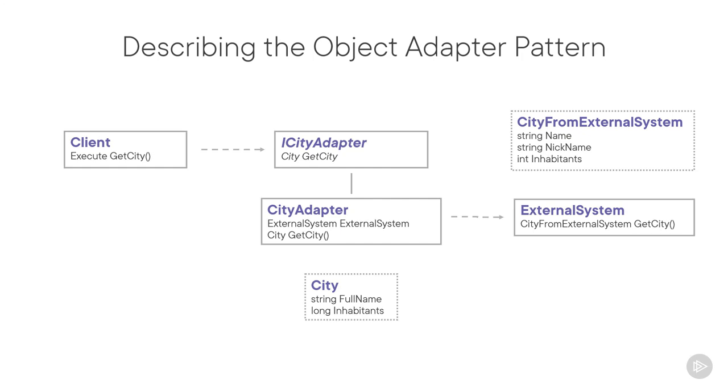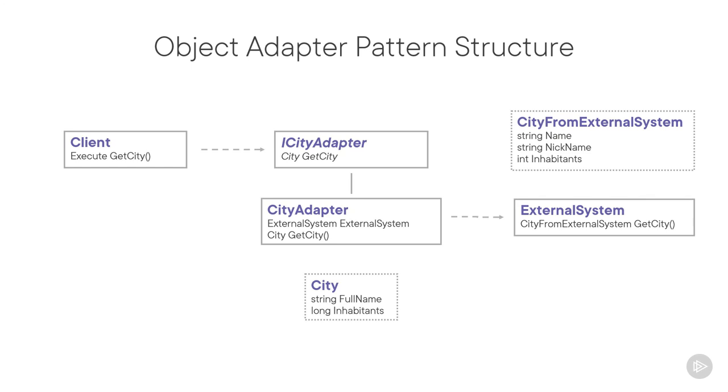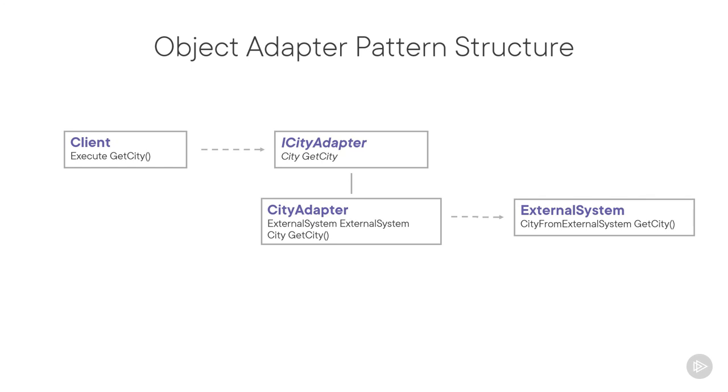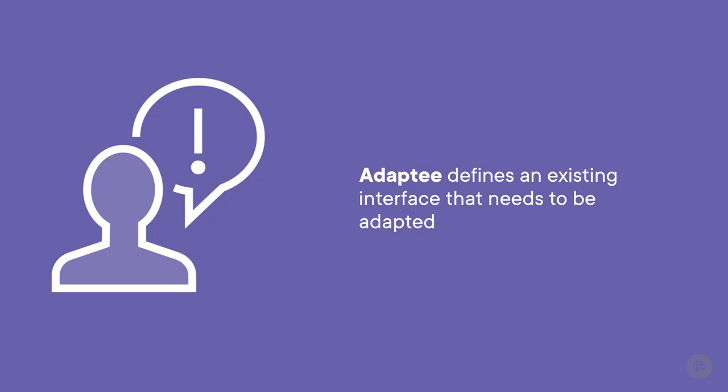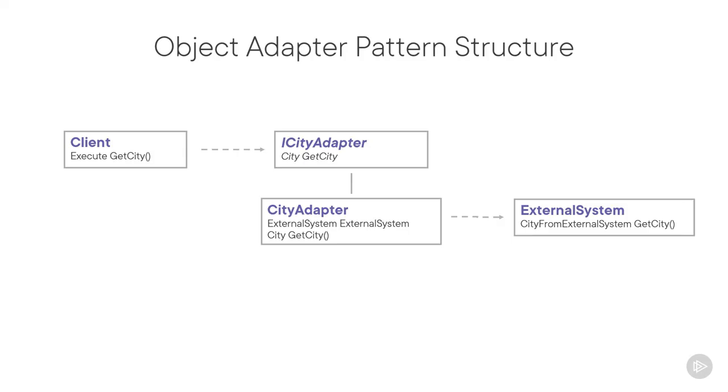Let's map this to the object adapter pattern structure. Our two classes, city from external system and city, are simple helper classes that helped us describe the pattern. They're not part of the pattern structure. Our external system, which contains the getCity method that returns a city from external system, that is what would be called an adaptee, the thing that needs to be adapted. This thus defines an existing interface that needs to be adapted, the specific request. So, in our diagram, we switch external system to adaptee.